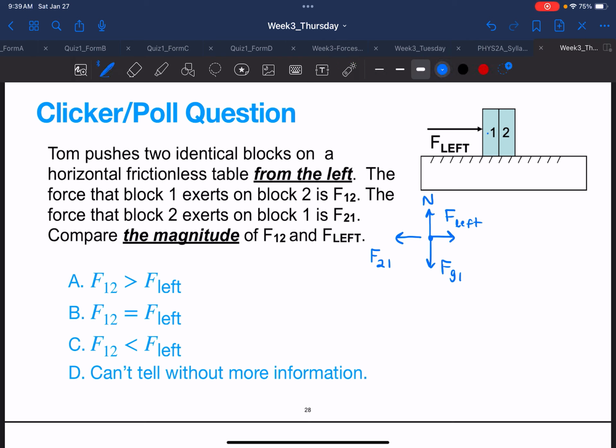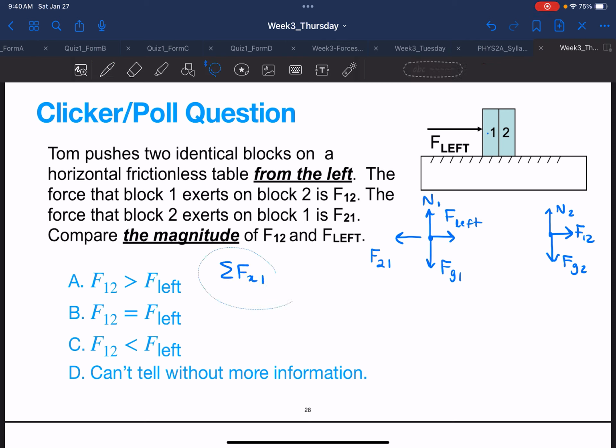Let's do the same for block 2. We have F1 on 2 pushing on block 2. We have a normal force 2, and let's give the normal forces subscripts because they can be different, and then Fg2. Now let's start with the sum of the forces in the x direction on block 1.